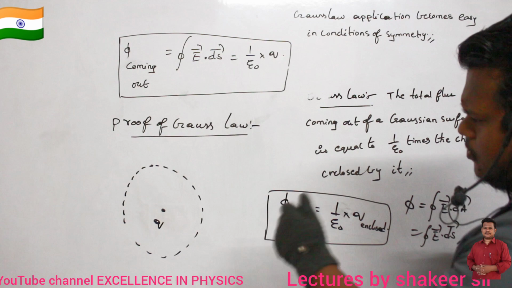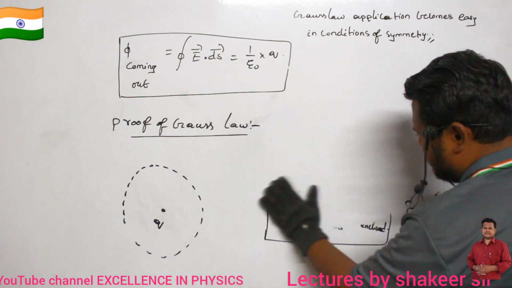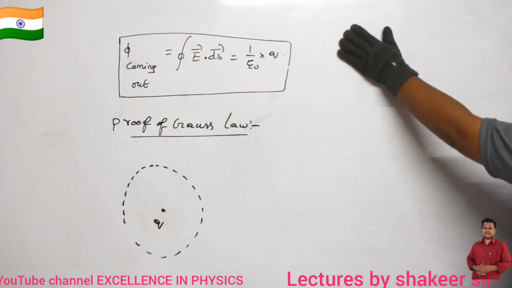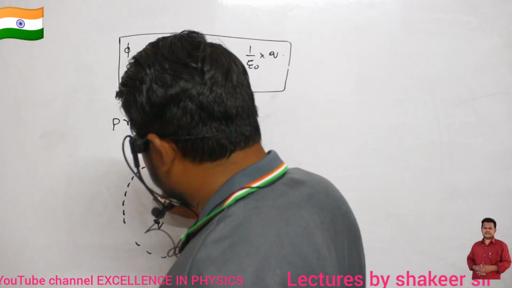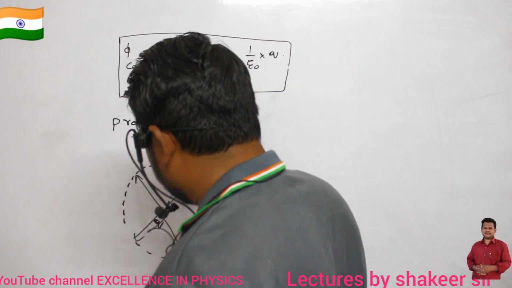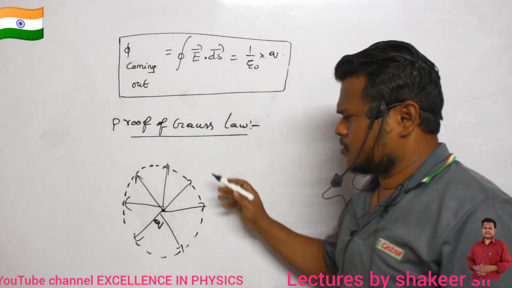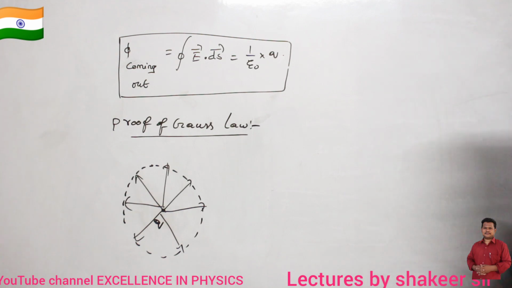Then what will this charge do? If I am taking a positive charge, around a positive charge what will be present? Electric lines of force will be coming out of this positive charge. The total electric lines of force come out of this positive charge. This total number of lines we can call flux. Are you able to understand?